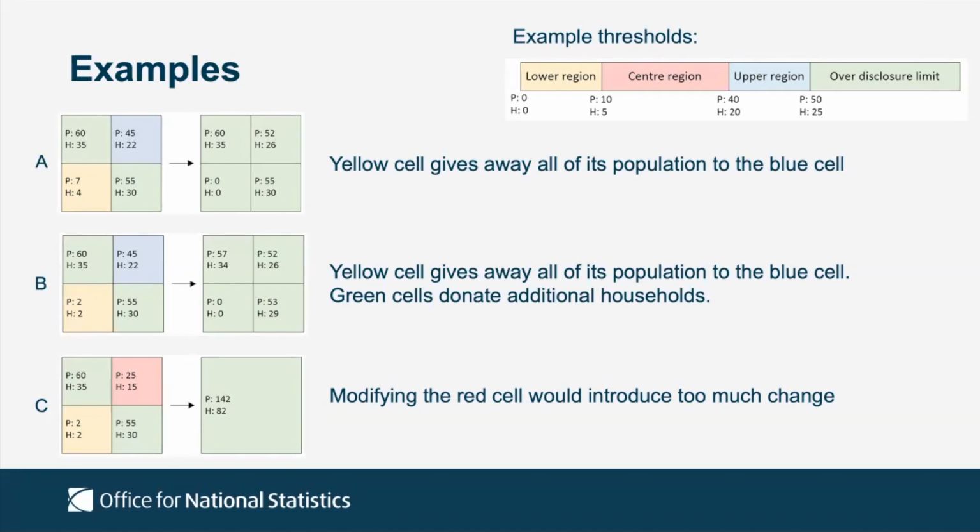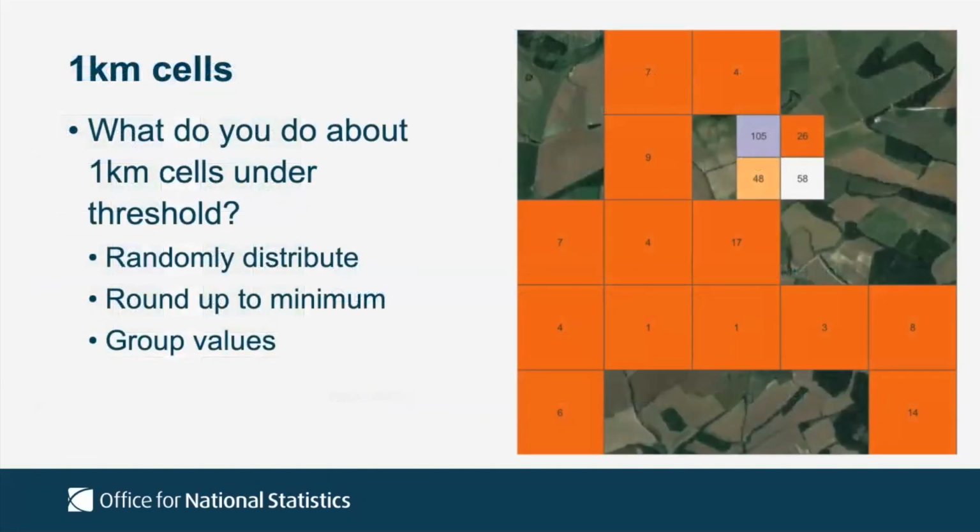We spend a lot of time thinking about this and lots of time on a whiteboard, drawing out ideas. And that's fine. The one thing it doesn't necessarily deal with at the moment is 1 kilometer cells. So what do you do about 1 kilometer cells that are under threshold? This is something where we haven't agreed a way forward yet, because there are different ways we could do it.